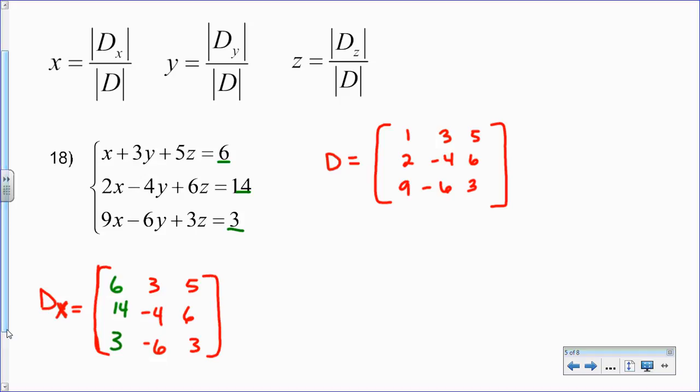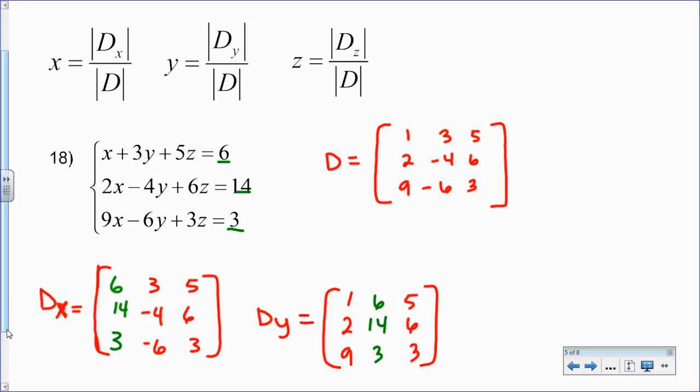Okay, so then dy is, I'm replacing y, so I want to copy down x and z from the original. And then dz, I want x and y to stay the same.